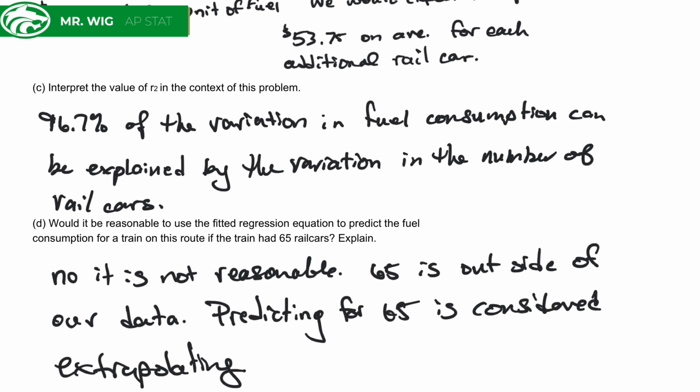Part C. Here again, we have another interpretation, another script that we've learned to memorize. If you haven't done that, definitely take some time to do that. It says 96.7% of the variation in the fuel consumption can be explained by the variation in the number of rail cars. I've really just taken r squared and put it in context, right? Here's your percentage, this is your y variable, and this is your x variable, the number of rail cars.